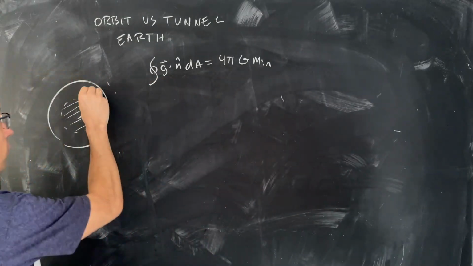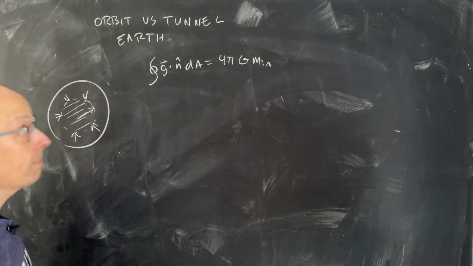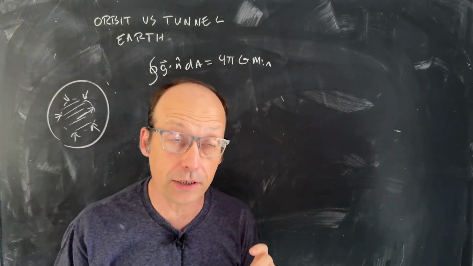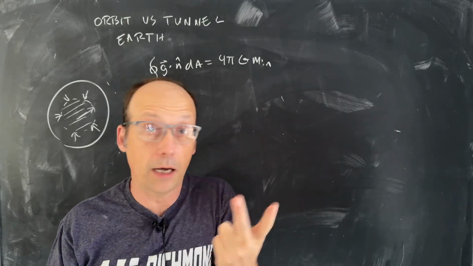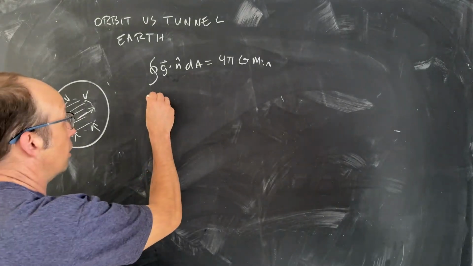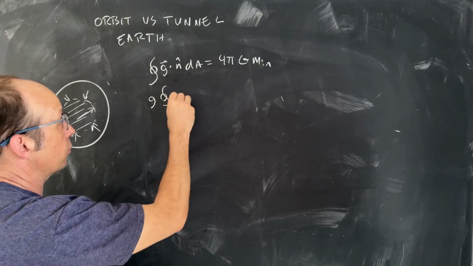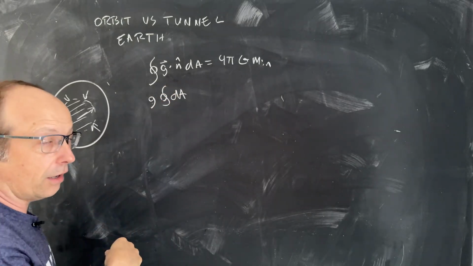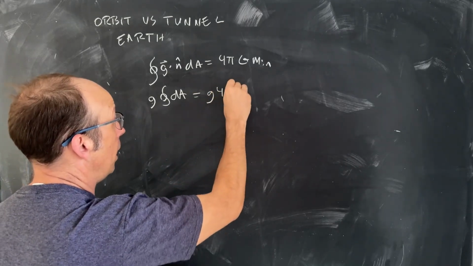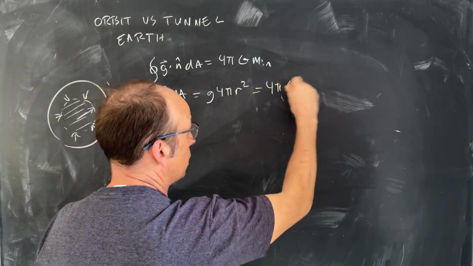Okay, so if I assume the gravitational field is spherically symmetric, and why wouldn't I, then this integral of the gravitational flux over that surface is just the gravitational field times the surface area of that sphere. So this integral over this radius of r is just going to be a scalar, g, times the closed integral of dA, which is just the surface area of a sphere. So it's going to be g 4 pi r squared. And then on this other side, I have 4 pi G mass in.